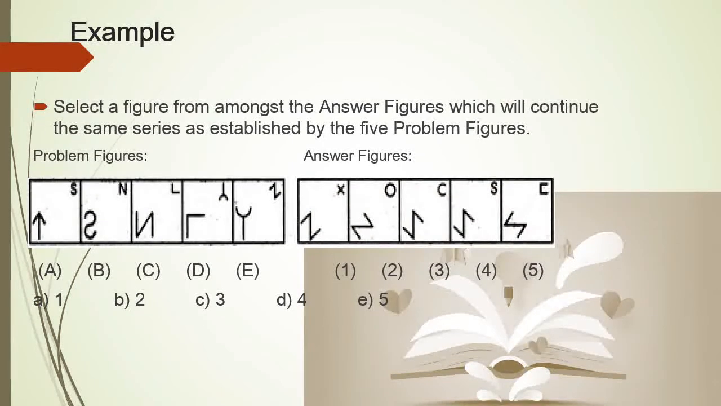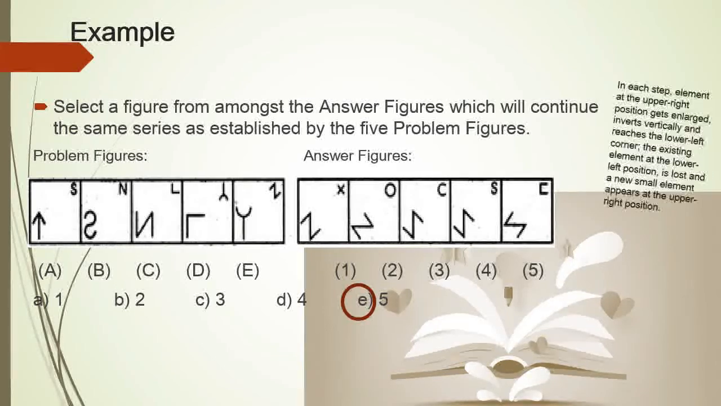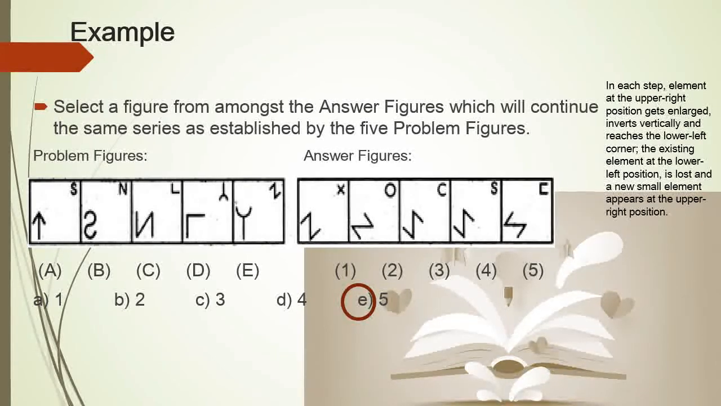The question is, select a figure from amongst the answer figures which will continue the same series as established by the 5 problem figures. So the problem figure is given as well as the answer figure is given. You have to find out what would be the next in the series. We may guess your answer. So the answer for this one is option E, that is the fifth one.